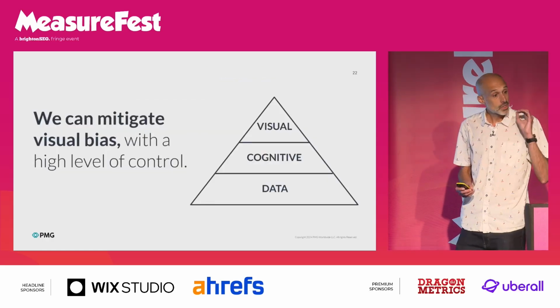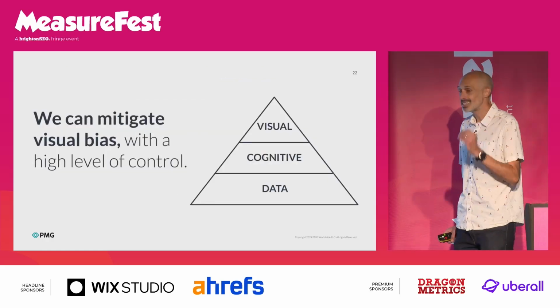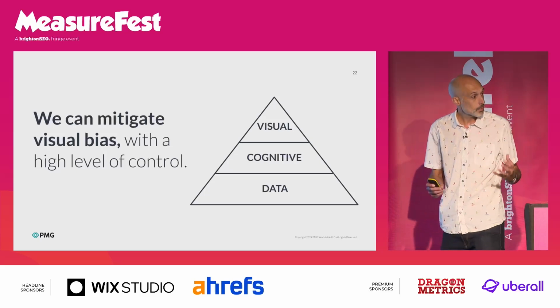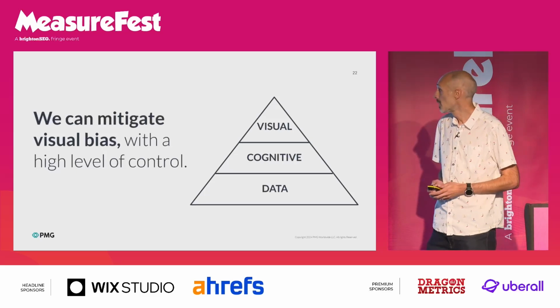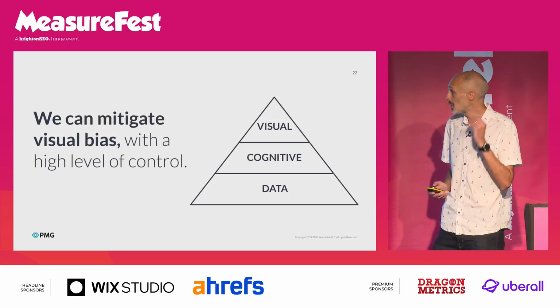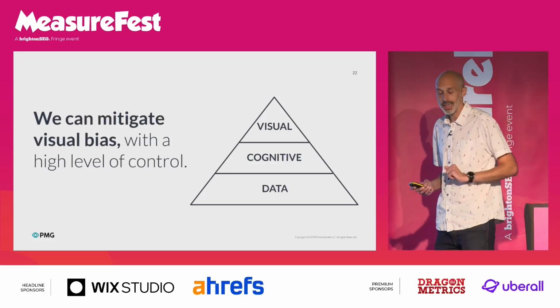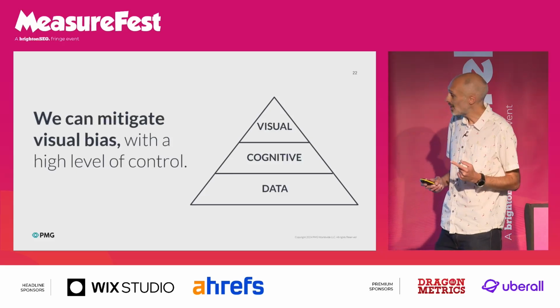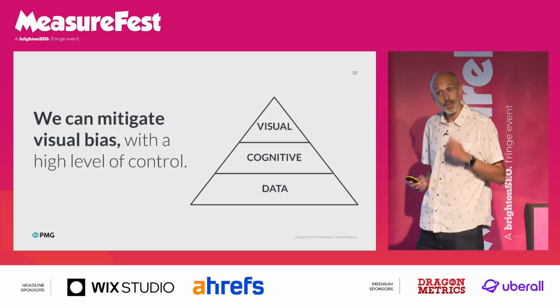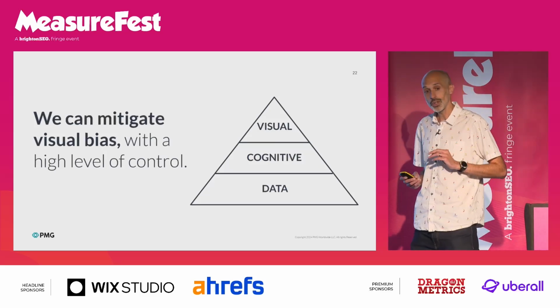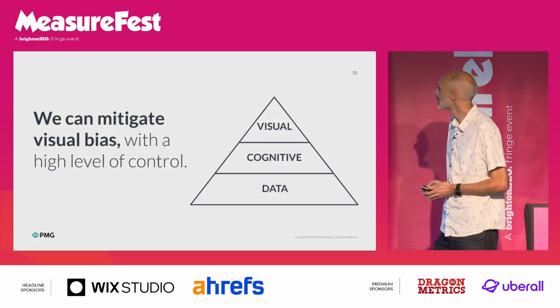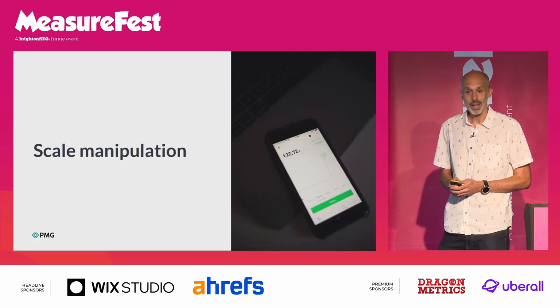So let's move to the top of the pyramid, the biases that exist in terms of how we choose to display and present our visuals. We can mitigate this visual bias with a high level of control. And there's 5 different biases that I want to talk about here today. They are scale manipulation, correlation illusion, visual distortion, color choice, and accessibility. So let's start with scale manipulation.